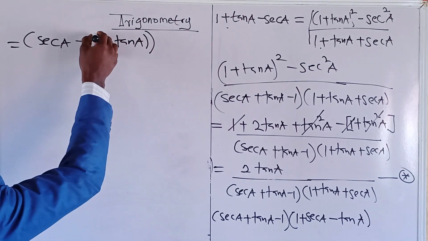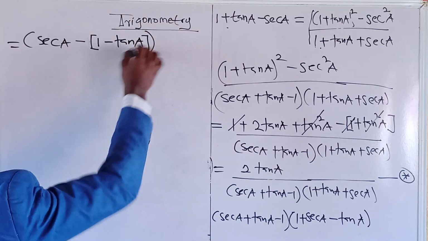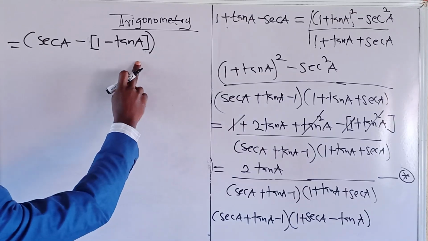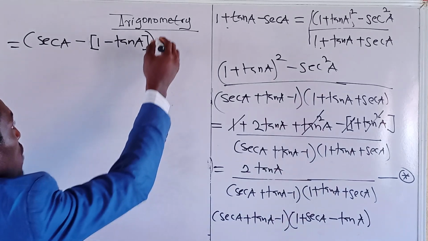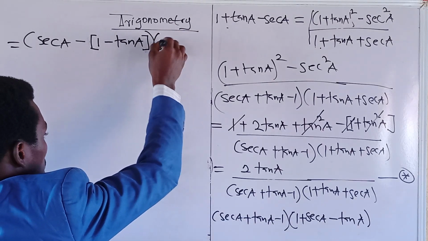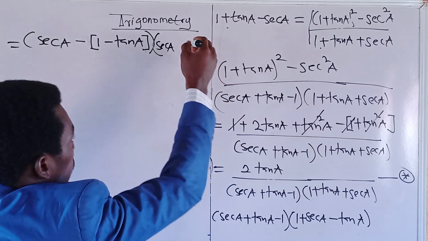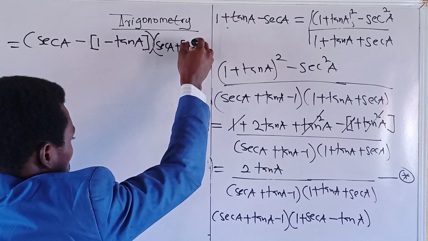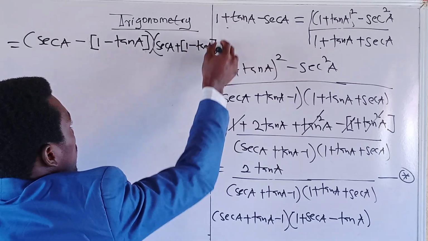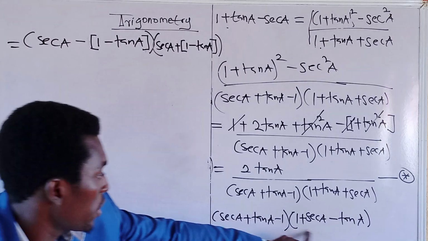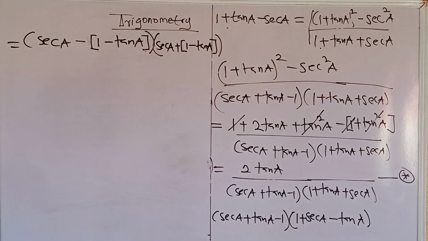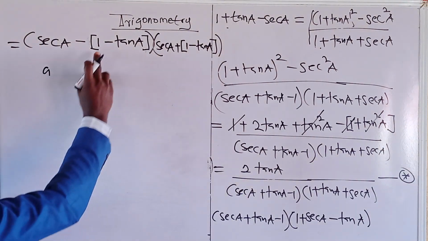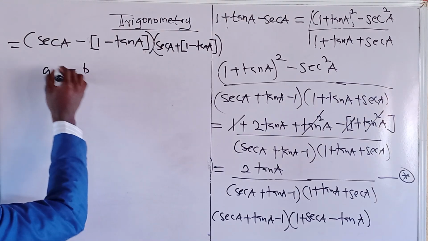Let me use square parentheses to bring about the distinction. So we have this expression to be the same as this, because on expansion, we shall have this back again. Can you observe that? All right, I believe you observe that. Now, also, this one here can be written as sec A plus 1 minus tan A. Now, this expression here is the same thing as this. If you observe these two, let us call sec A our A, for example, and call 1 minus tan A our B, for example.